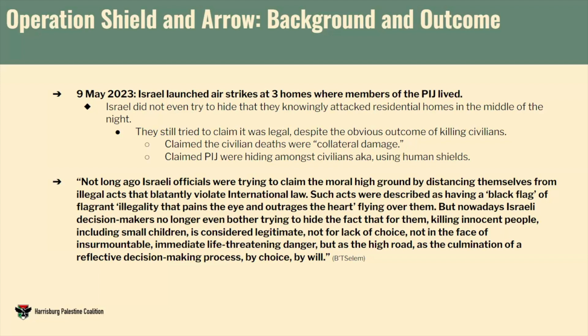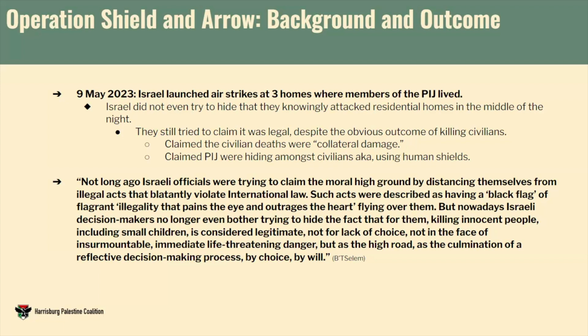And this is also how, as I mentioned earlier, Israel has manipulated the law to shrink who is considered a civilian. And this quote comes from B'Tselem. B'Tselem is an Israeli human rights organization. And they said, not long ago, Israeli officials were trying to claim the moral high ground by distancing themselves from illegal acts that blatantly violate international law. Such acts were described as having a black flag of flagrant illegality that pains the eye and outrages the heart flying over them.